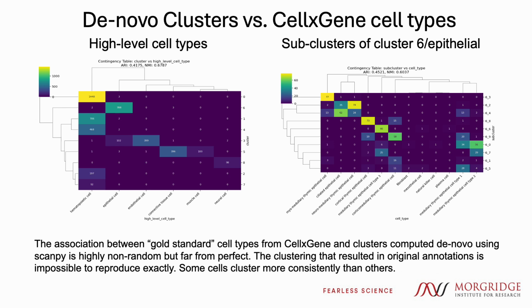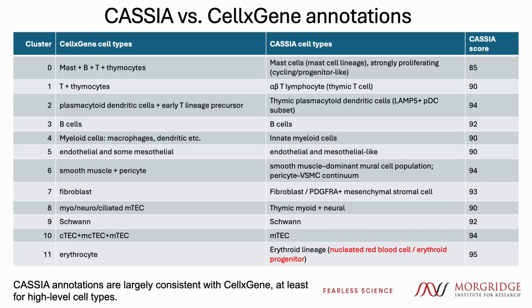We have started testing ChISA on randomly selected subsets of the Yayon thymus cell atlas, where we can compare its outputs to annotations provided by selects gene. We have been unable to precisely reproduce the clustering that resulted in the original annotations. However, there is a high degree of concordance between the clusters that we get with ScanPy and the original selects gene cell types. We tested ChISA on the high-level clusters and found that its annotations are largely in agreement with the original selects gene cell types.